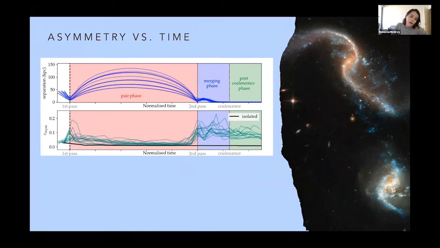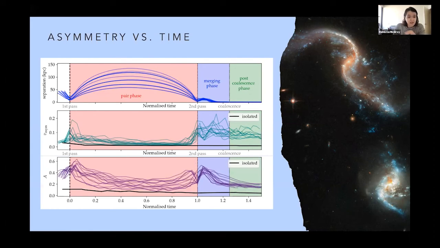So we can plot our velocity asymmetry as a function of normalized time and look at how it varies in these 3 phases. As you expect, you see higher asymmetry just after the galaxies pass each other for the first time, so that's at first passage over here and at second passage, and then consistently high through the coalescence. You see something similar in the photometric asymmetry. Again, you have a peak after the first passage when the galaxies are close together, again at second passage, and then it starts to go down once they've coalesced, which is what you expect.